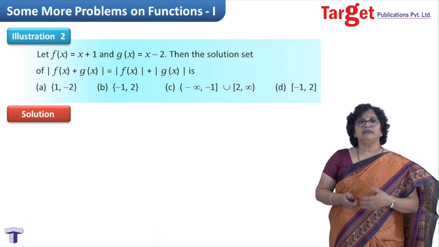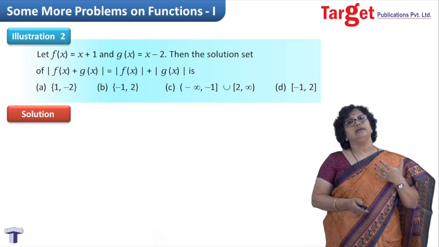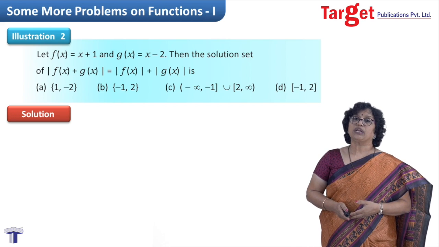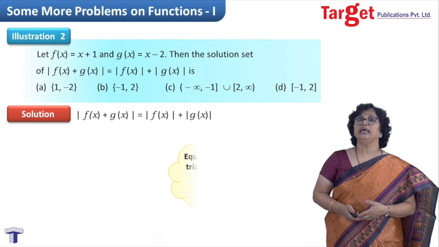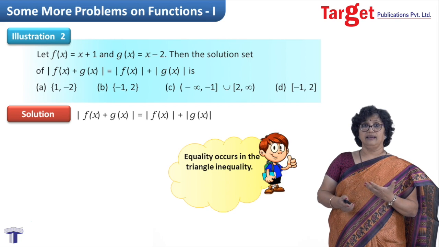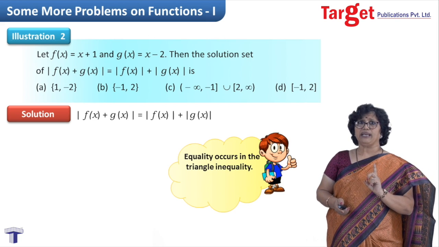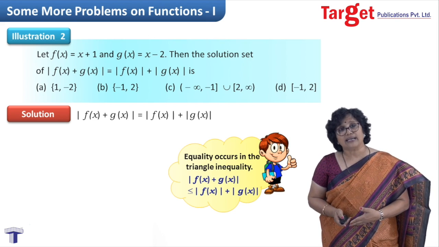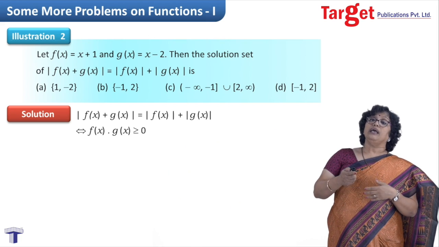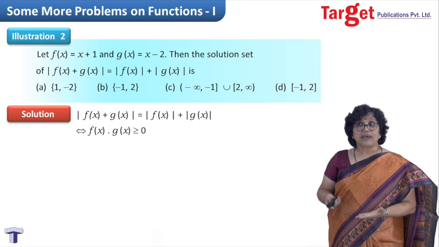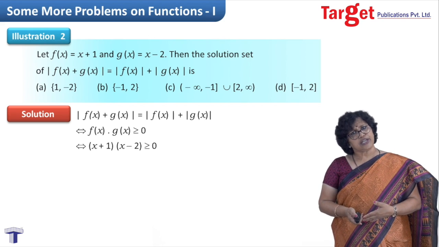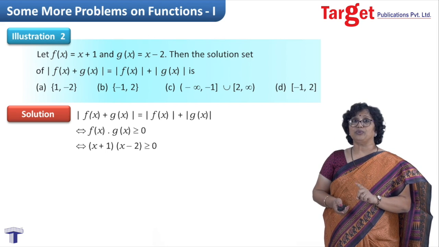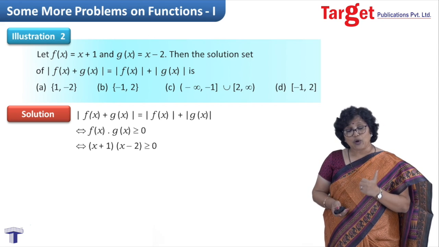When you look at absolute value of f(x) plus g(x) equal to absolute value of f(x) plus absolute value of g(x), what comes to your mind? Does that not remind you of equality in triangle inequality? Yes. When does equality occur? Stretch your mind and you will get the answer. Equality occurs when the product f(x) g(x) is non-negative, or the product f(x) g(x) is greater than or equal to 0. Now, what is my f(x)? x plus 1. What is my g(x) here? Given x minus 2. Substitute them. x plus 1, x minus 2, greater than or equal to 0. Again, this also gives you nothing but basic algebra, what you have already learned.